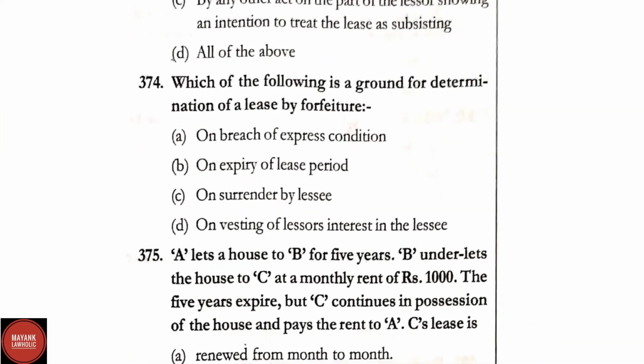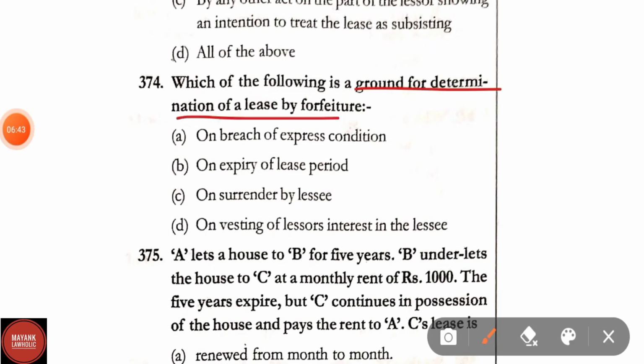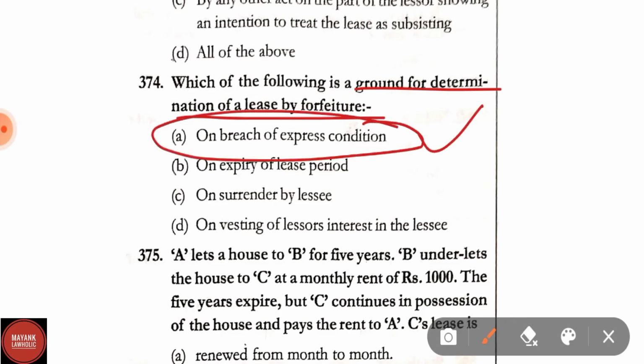Question number 374. Which of the following is a ground for determination of a lease by forfeiture? Option A, on breach of express condition, option B, on expiry of lease period, option C, on surrender by lessee, option D, on vesting of lessor's interest in the lessee. Here correct answer is option A, that is on breach of express condition.